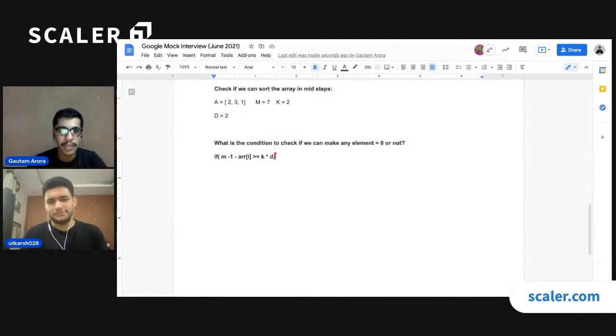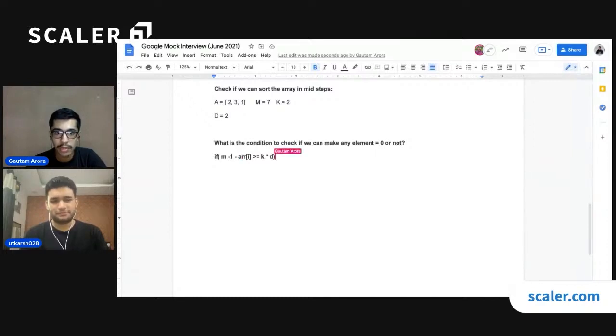So ARR of I basically means the value of the array element at a particular index. If we take this example, then m is 7. So if we take 7 minus 1, it will become 6. If we do 6 minus 2, it will become 4. So 4 is equal to 2 into 2, 4. That is true. So we cannot make it 0.